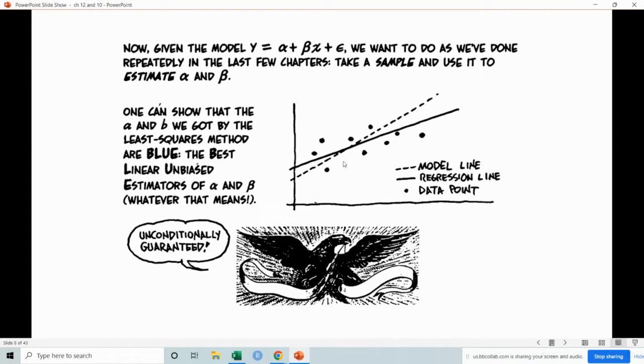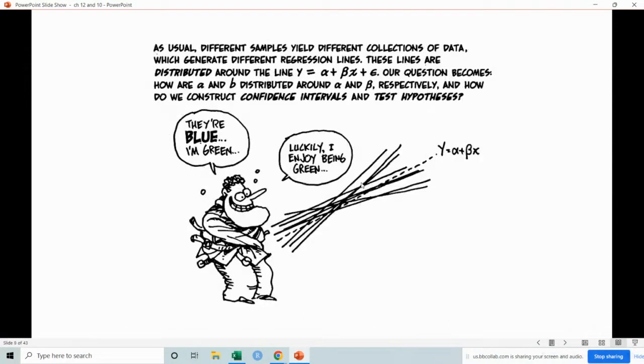So we have our model line, we have the regression line that we fit to the data, and then we want to find that best line. But as usual, different samples yield different collections of data, which generate different regression lines. So these lines are distributed around the line y equals alpha plus beta x plus the error term. Our question becomes, how are alpha and beta distributed, or how are A and B, what we estimate for alpha and beta respectively, and how do we construct confidence intervals and test hypotheses?